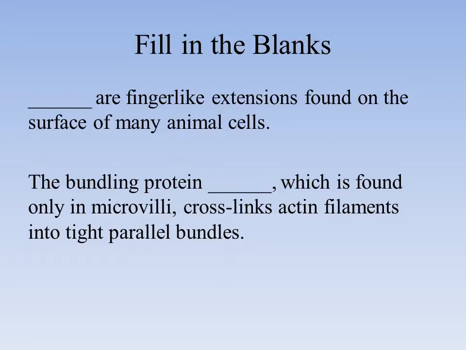And I'd like you to fill in the blanks for this one. Blank are finger-like extensions found on the surface of many animal cells. The bundling protein blank, which is found only in microvilli, cross-links actin filaments into tight parallel bundles.